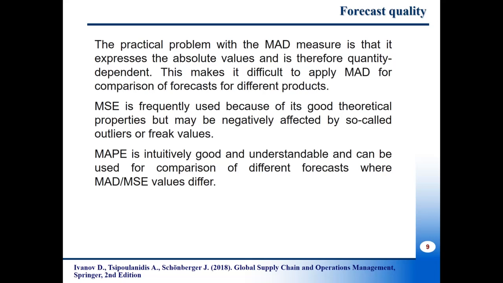If we ignore outliers in our data, there is a danger that they can have a significant adverse impact on our forecast. If we include them, the quadratic value of those outliers will change the results of our forecast significantly. Therefore, MAPE is intuitively good and understandable and can be used for comparison of different forecasts where MAD or MSE values differ.